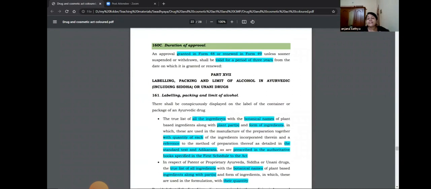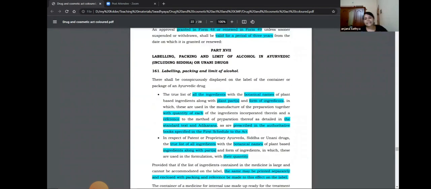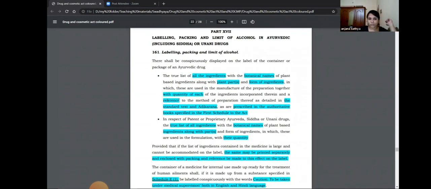Then we will move on to the duration of approval. So the license duration for conducting the tests is for a period of 3 years. So after 3 years, you have to renew the license. And the next part is the important one, that is Part 17, which deals with the labeling, packing, and limit of alcohol in Ayurveda, Siddha, and Unani drugs. So rule number 161 deals with the labeling and packing and limit of alcohol.